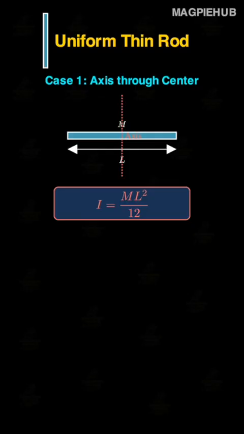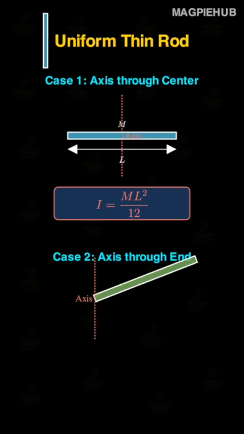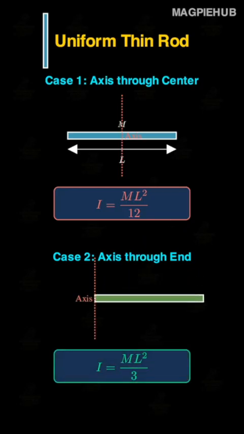Watch how it rotates about its center. Case 2. Axis passing through one end, perpendicular to the rod. Now the formula becomes I equals mL squared divided by 3. Notice that the end axis MOI is exactly 4 times the center axis MOI. This makes sense because more mass is farther from the axis when rotating about the end.